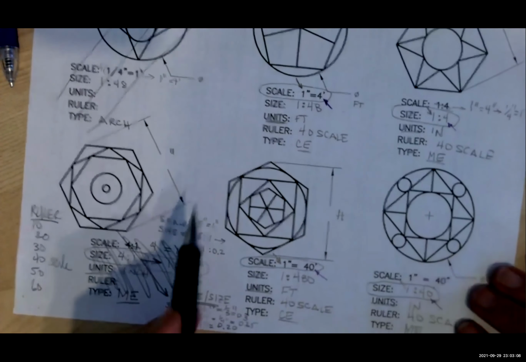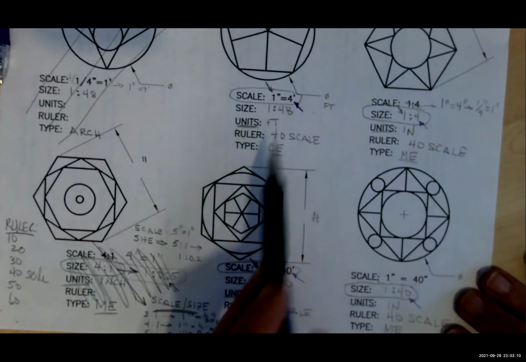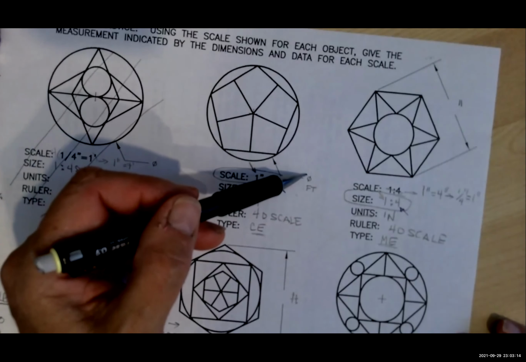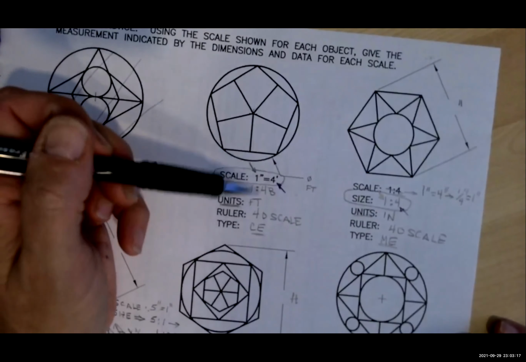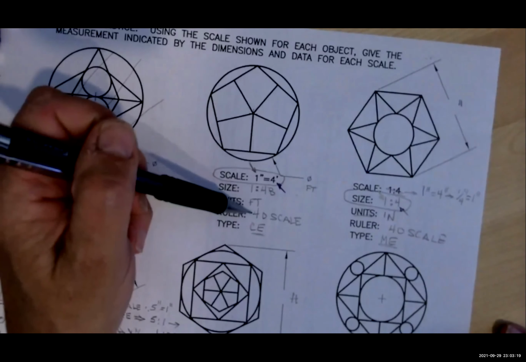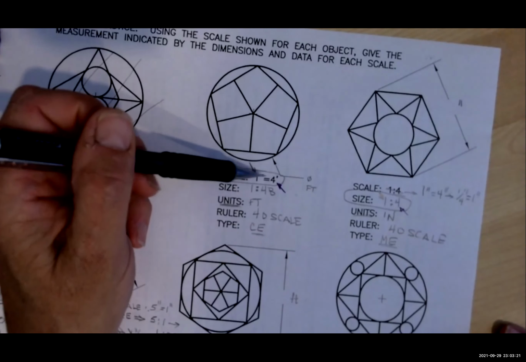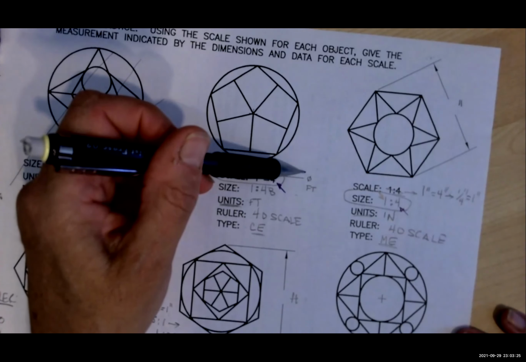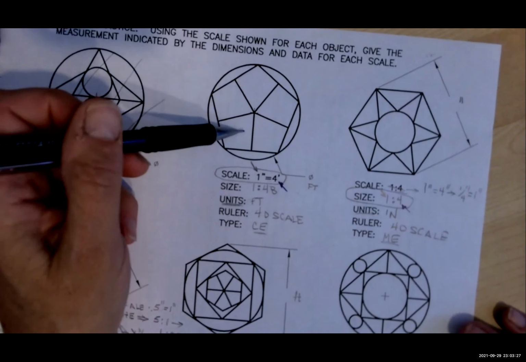And now, based on these scales, I want you to figure out what this dimension is. So here, it's a civil engineering scale. You're using the 40 scale. It's 1 inch is equal to 40 feet, 4 feet. What is this distance? So let's do the first one first.